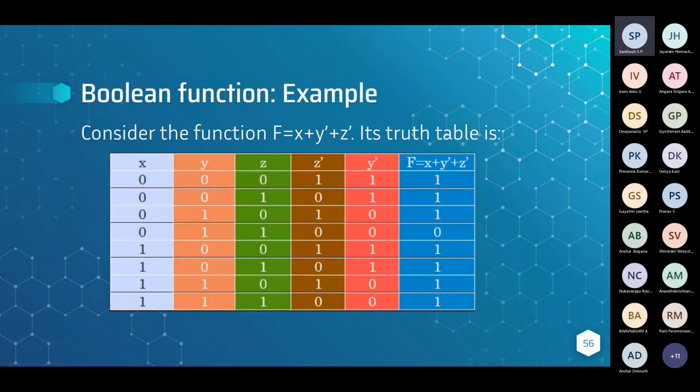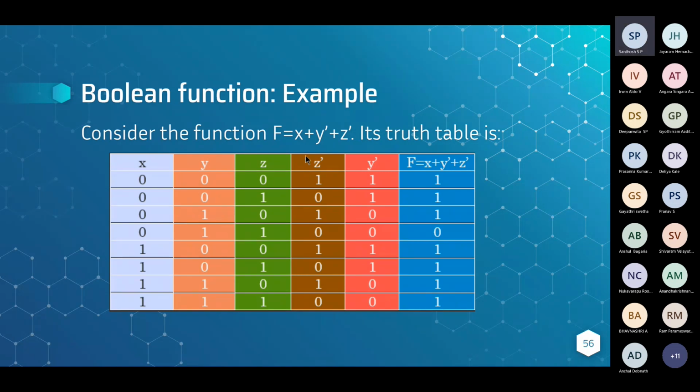So moving on, we'll consider another example. Let's consider the function f equals x plus y dash plus z dash. We can write its truth table by following the same procedure which we did earlier. We just write these three input columns x, y, and z. We have 8 possibilities in total. So we write all the combinations from 0, 0, 0, 0, 0, 1 up to 1, 1, 1.